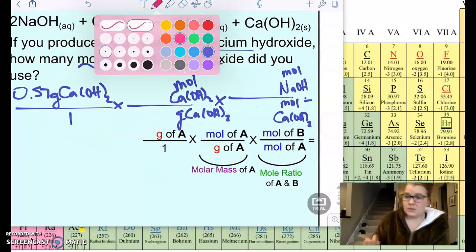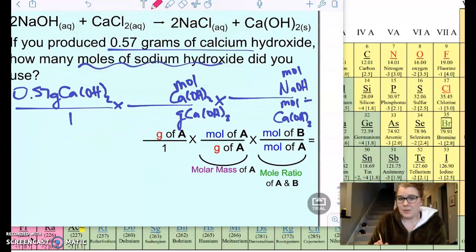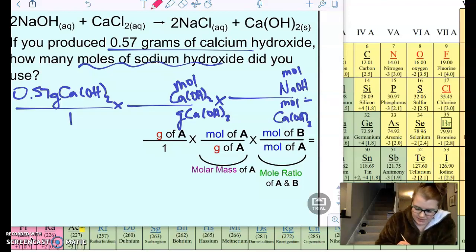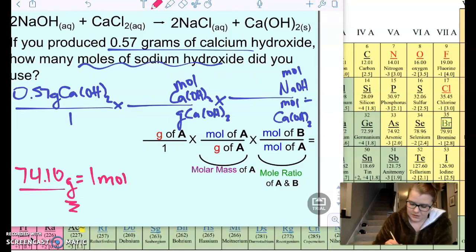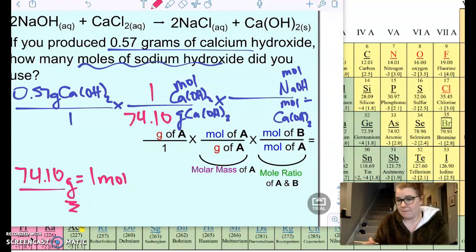For molar mass, remember you're going to get those values from the periodic table. This is actually the same compound that we did in the last problem. The molar mass of that was 74.10 grams. And remember, that's always equal to 1 mole. So if it's 74.10 grams, I'm going to put 74.10 grams on the bottom and 1 mole on the top.